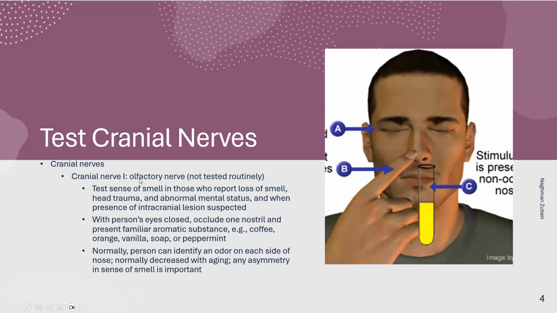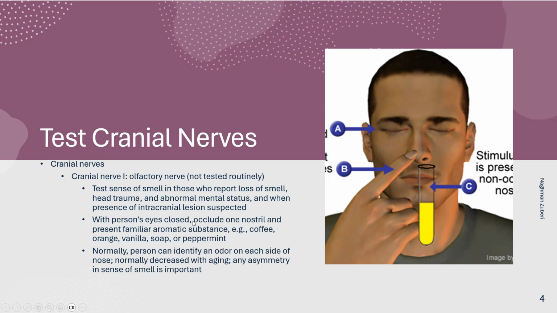Cranial nerve 1, the olfactory nerve. Though it is not tested routinely, test sense of smell in those who report loss of smell. Reasons would be head trauma and abnormal mental status, and when presence of intracranial lesion is suspected.